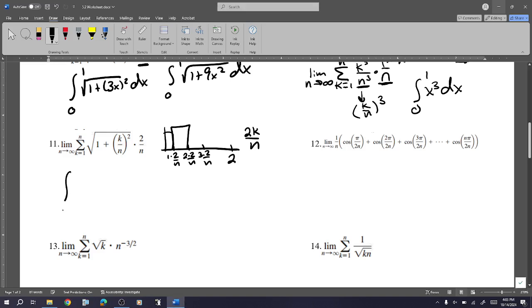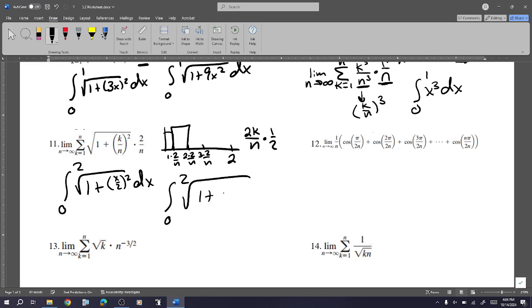Well, that means we're going to integrate from 0 to 2 of the square root of 1 plus, I have to plug this in, and the result is k over n. So there must be a 1/2 in there with it. So this is not 1/2 x like this, it's going to be x over 2 squared, all inside there, and then dx. So you could also write this as the integral from 0 to 2 of the square root of 1 plus x squared over 4 dx.